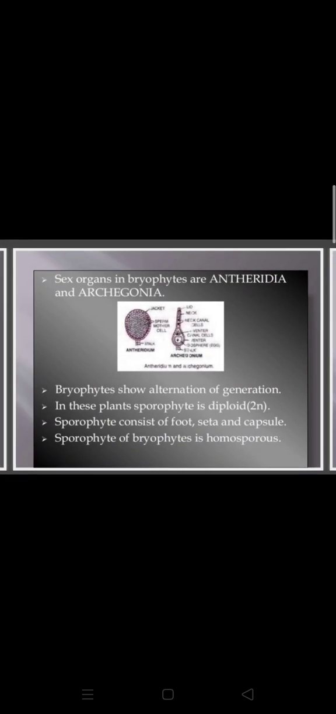Next, the sex organs are antheridia and archegonia. Sex organs in bryophytes are antheridia and archegonia.